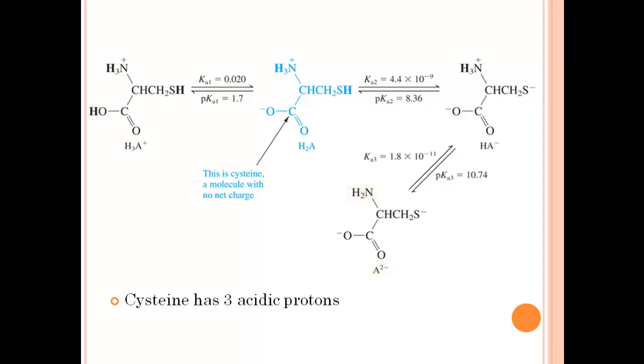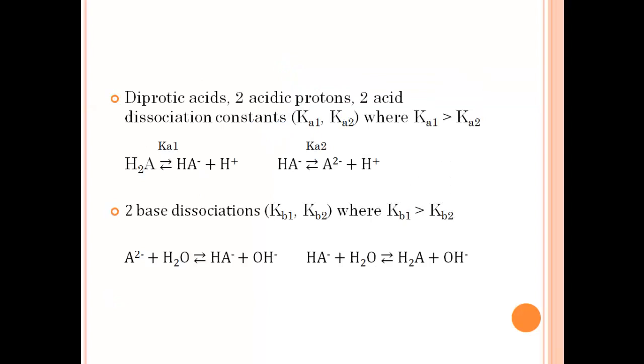So cysteine has 3 acidic protons, and the pKa value tells you which one gets taken off first, second, and third. What about diprotic acids? Well, diprotic acids obviously have only 2 acidic protons, not 3 or more like polyprotic. And of course, that also means that there are going to be 2 acid dissociation constants, Ka1 and Ka2, where Ka1 is greater than Ka2. Of course, that should tell you also that pKa1 is less than pKa2. Remember, they're the opposite. So the more acidic proton is the one that has the lowest pKa value and the highest Ka value. And here I'm showing you the acid dissociation reactions.